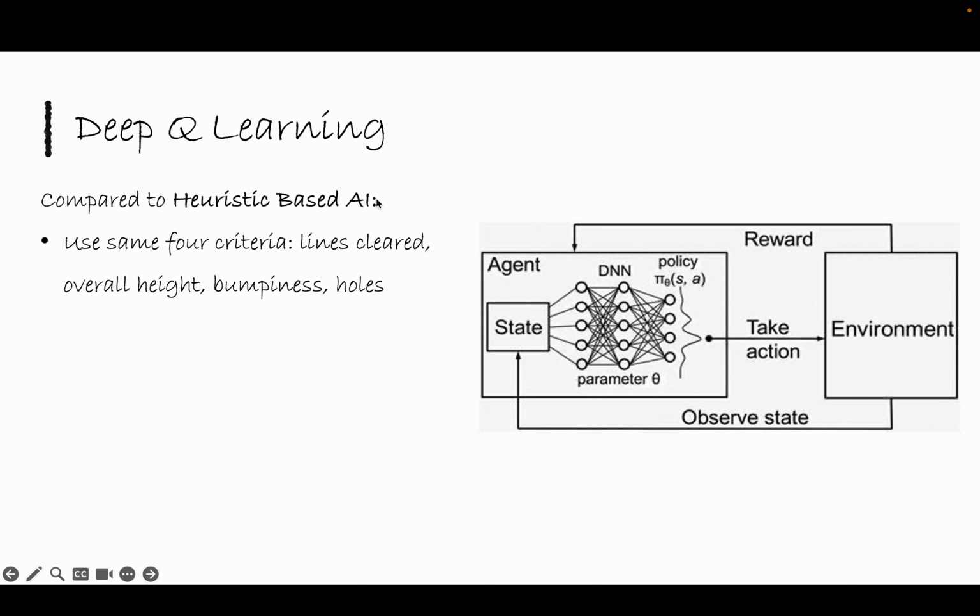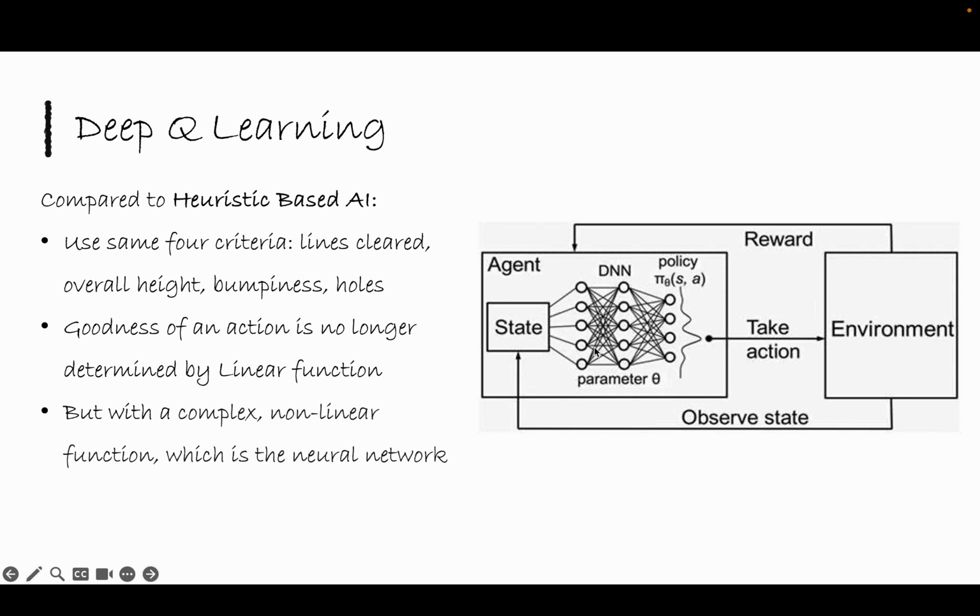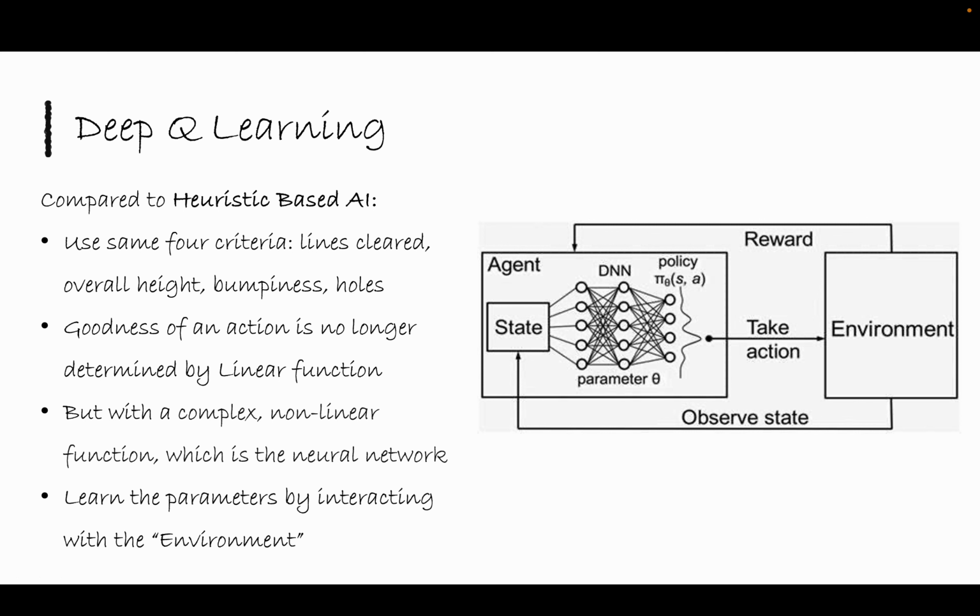And the second approach is deep learning. Compared to the heuristic-based AI method, they both use the same four criteria to calculate whether an action is good or not. But the difference is that in this method, it is not calculated by a linear function. It is calculated by a neural network, which can represent a more complex and nonlinear function. And the parameters are trained by interacting with the environment using gradient descent.